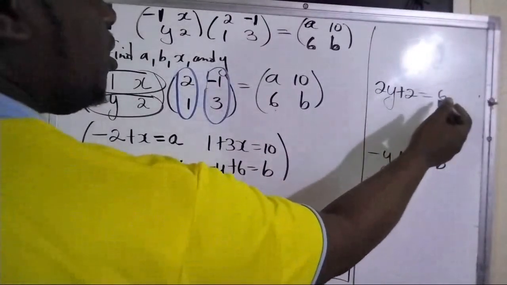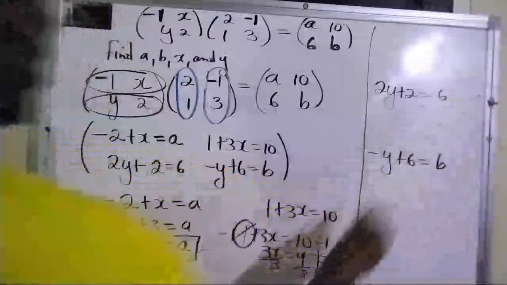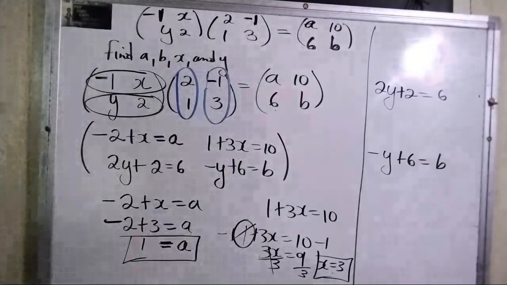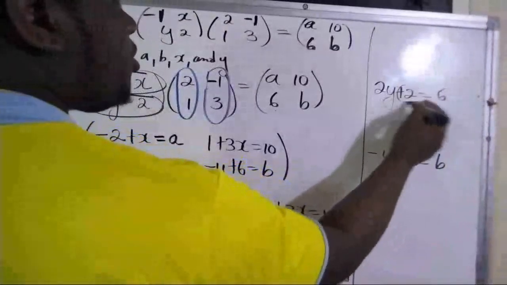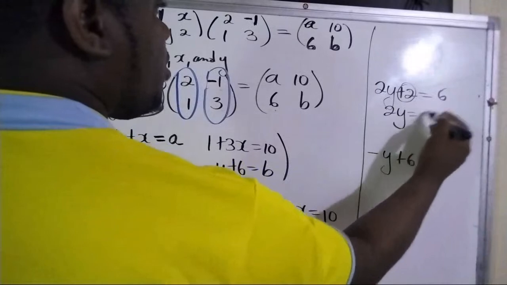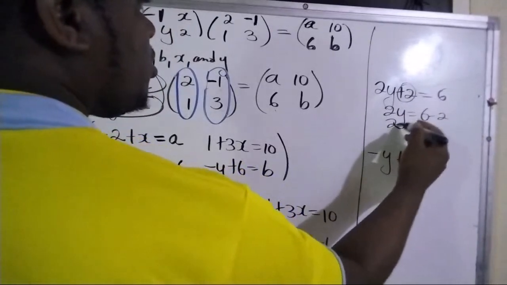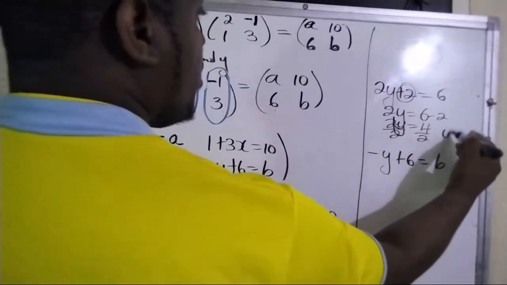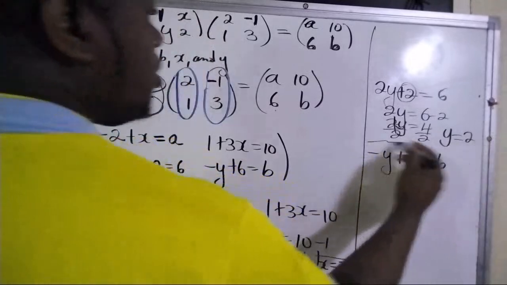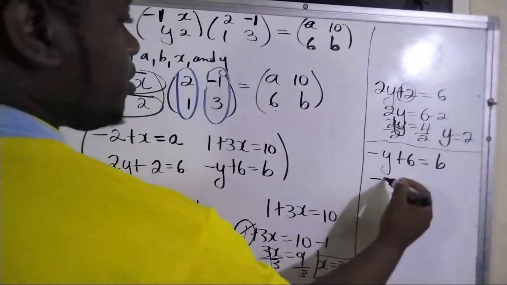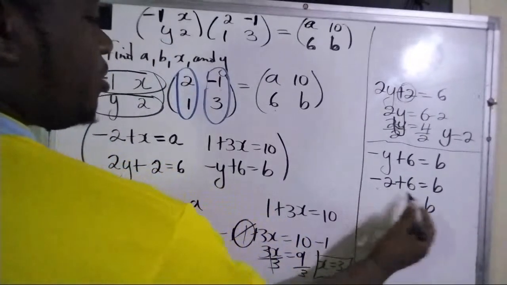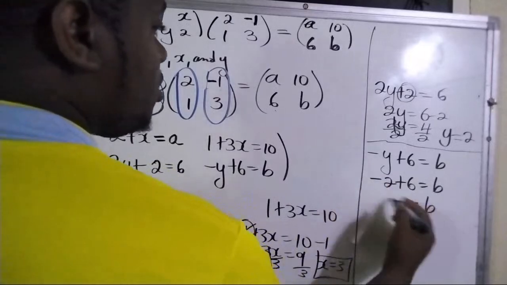Oh, 2y plus 2 equals 6. I look good, you know, guys. Now, we subtract 2 from this side, so it will be 2y equals 6 minus 2. So that is equal to 4, and then we divide by 2. So therefore, y is equal to 2. Now that we know y is 2, we can put 2 here. We subtract, right? This is the same as 6 minus 2, so b is equal to 4.